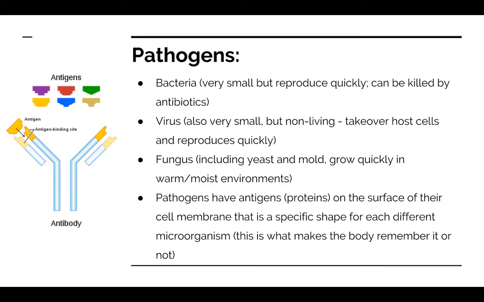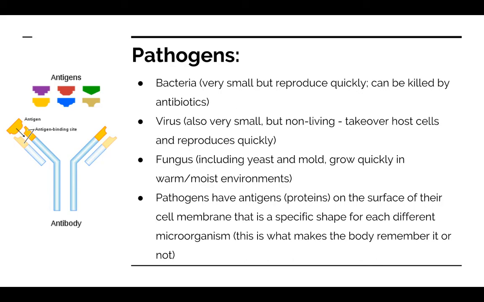We can't kill it with antibiotics. It's very small, but it's actually non-living. So the way it works is it takes over a host and it just invades those cells and then uses the cell to kind of reproduce on its own very quickly. Fungus is next. Things like yeast and mold are types of fungus, and these grow quickly in warm or moist environments.